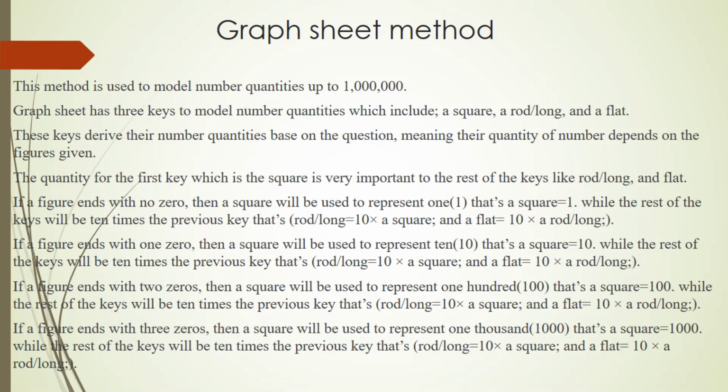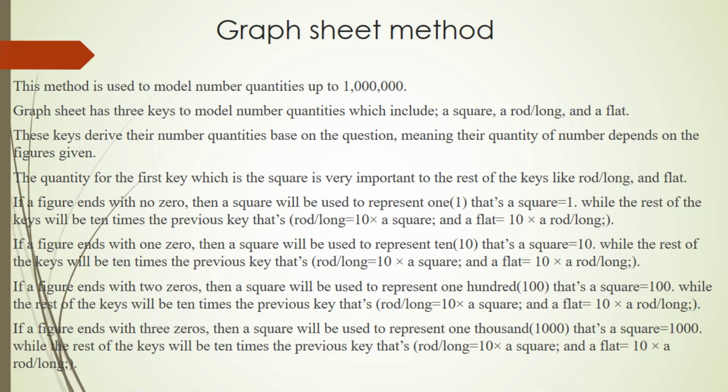I said under the graph sheet method, we have only three keys to model the number. The first key under the graph sheet is a square, because when you're using the graph sheet, it's made up of several squares. So you choose the small square within that. When you have the typical graph sheet, you can see clearly that we have some deep lines and some faint lines.